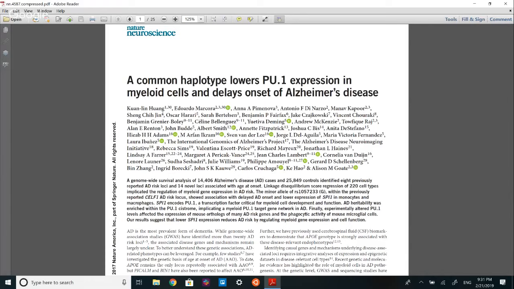Let me first provide a little context for this work. By the time we started this project, IGAP had published the biggest GWAS in Alzheimer's disease, reporting around 20 genetic loci associated with Alzheimer's disease using GWAS of around 70,000 people.